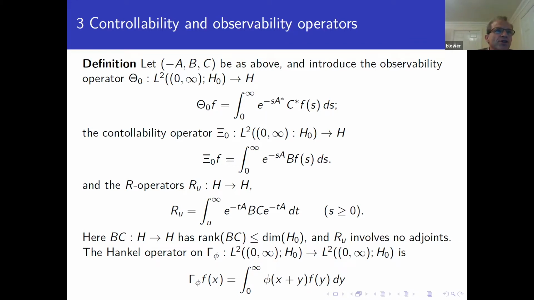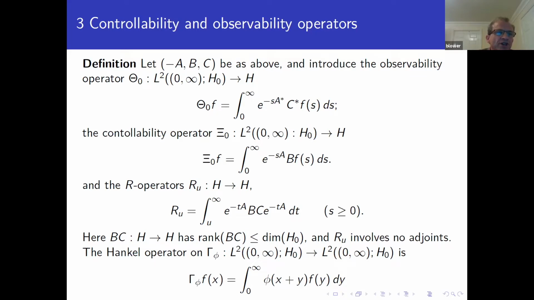The controllability operator psi naught goes in the same direction. That's, say, L2 with values in H naught to the state space H. We don't need any adjoints this time. We just apply B first and then e to the minus sA and then integrate.